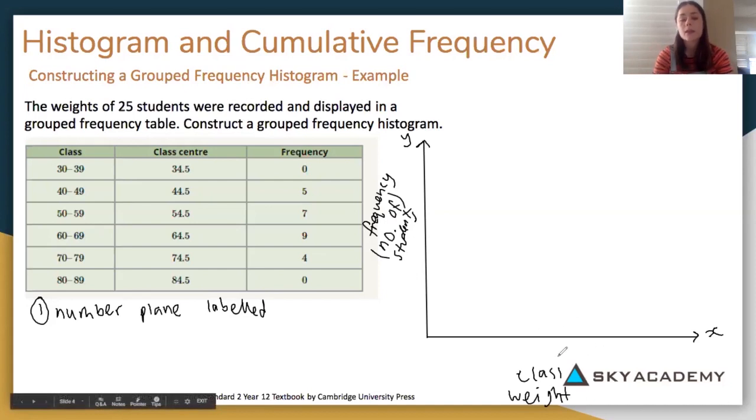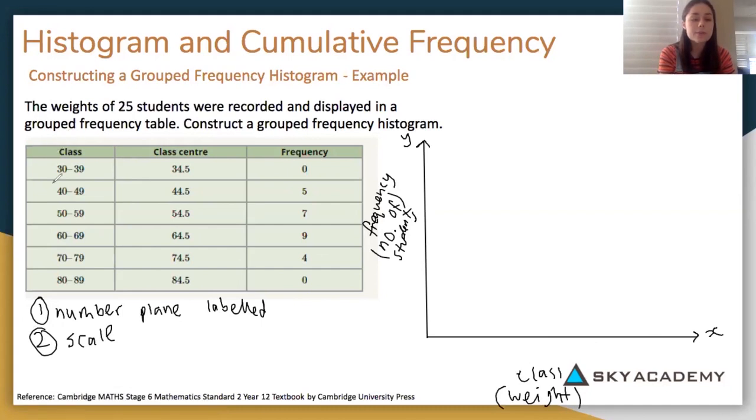So now we have our number plane labeled, we can now find a scale for our number plane. So I'm going to do the scale for the x-axis first, and we're doing our class on the x-axis. So our class is here. So I've got to do 30 to 39, then 40 to 49, 50 to 59, 60 to 69, 70 to 79, and 80 to 89. So I'm just going to write that in quickly.